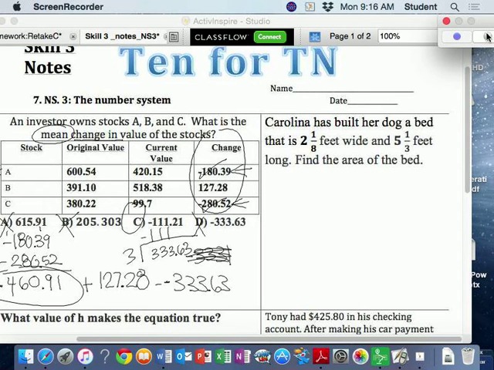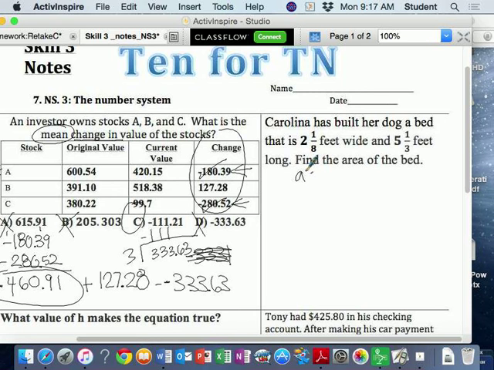All right, Carolina has built her dog a bed that is 2 1/8 feet wide and 5 1/3 feet long. Find the area of the bed. What's the formula for area? Length times width. So the first thing I want you to do is write down area equals length times width. That's just my formula. So now what's my length? 5 1/3 times 2 1/8.